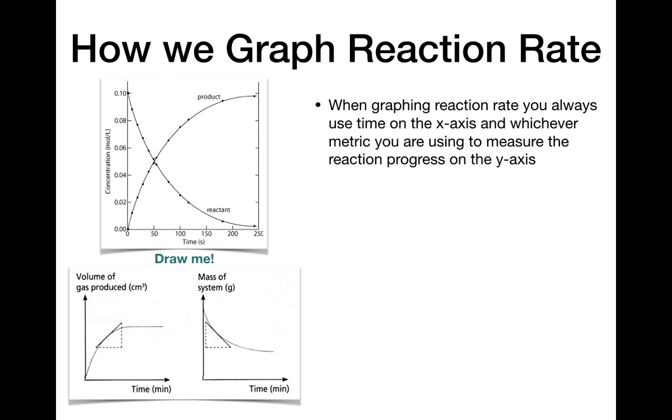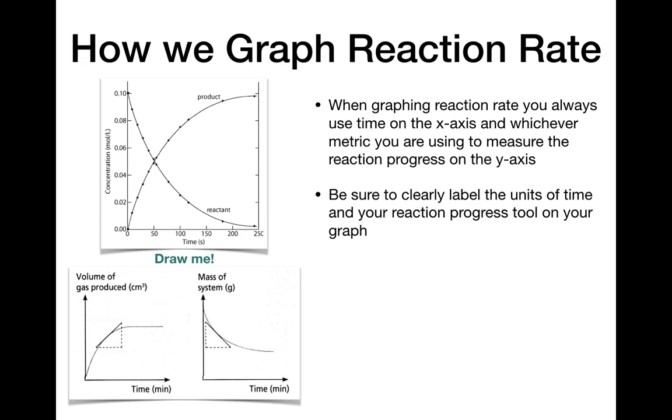Okay, so when you're graphing a reaction, there's a couple of rules you have to follow. First of all, you always put time on the x-axis. And pretty much any time you're graphing for any field of science where you have time as a variable, time is going to go on the x-axis. And then whatever measurement you're using to measure the reaction rate, you're going to put on the y-axis. So in this case, it's concentration in moles per liter. Make sure you really clearly label the units of time and your reaction progress tool on your graph. So here I have time in seconds, and I have concentration in moles per liter.